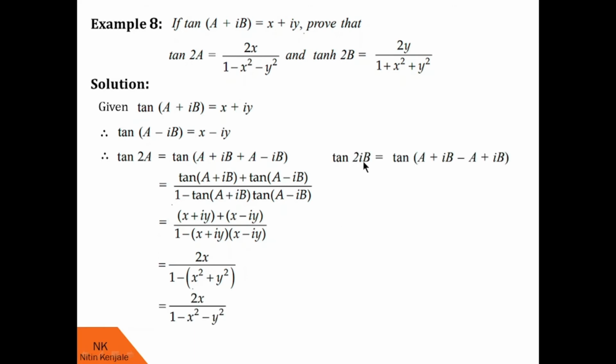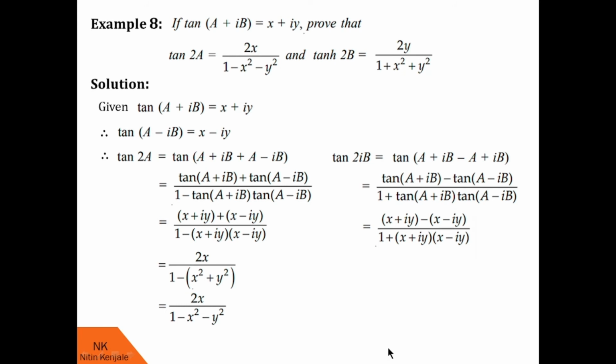Similarly, tan of 2ib can be written as tan of a plus ib minus a minus ib. So this can be expanded as tan of a plus ib minus tan of a minus ib upon 1 plus tan of a plus ib into tan of a minus ib. After replacing tan of a plus ib and tan of a minus ib by their values, we get this expression on the right side. Now opening these brackets, we get 2iy in the numerator, and in the denominator we will get 1 plus x square plus y square.